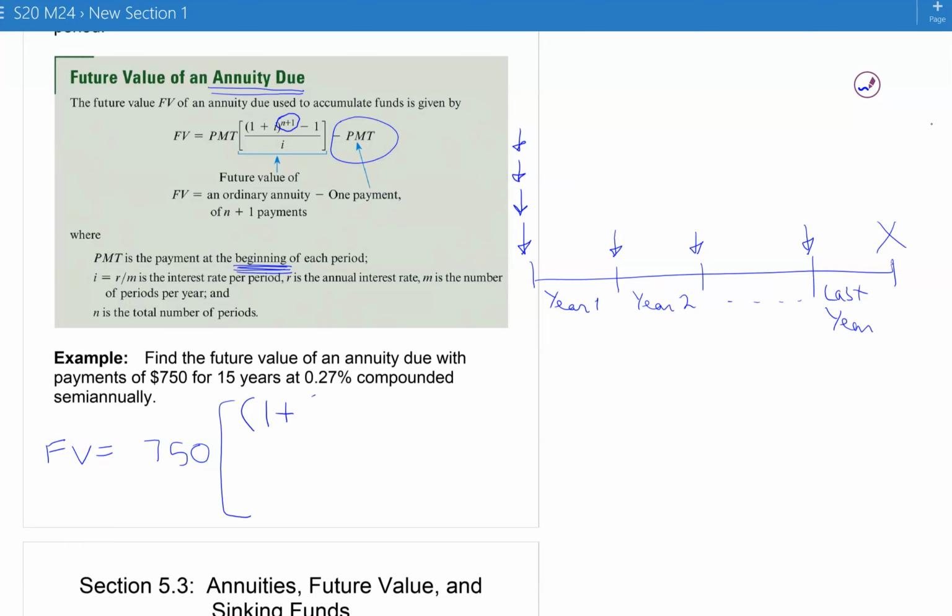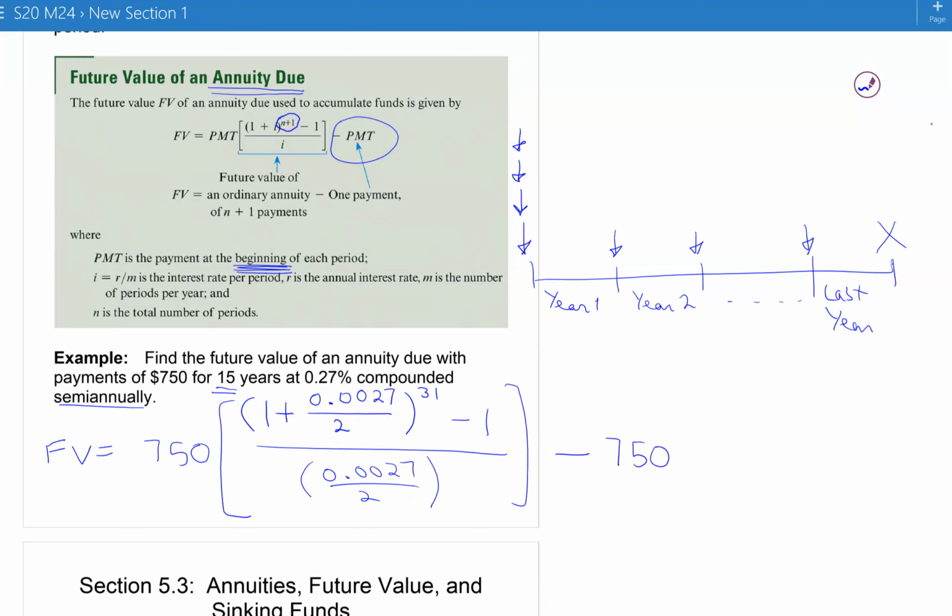So your interest rate's 0.27, so that's going to be 0.0027 as a decimal. You're compounding semi-annually, so you're dividing that by 2. 15 years twice a year, that would be 30. So it's add 1 and it's an exponent of 31, minus 1, over your same interest rate, and then subtract off your payment because you're not making that last payment.